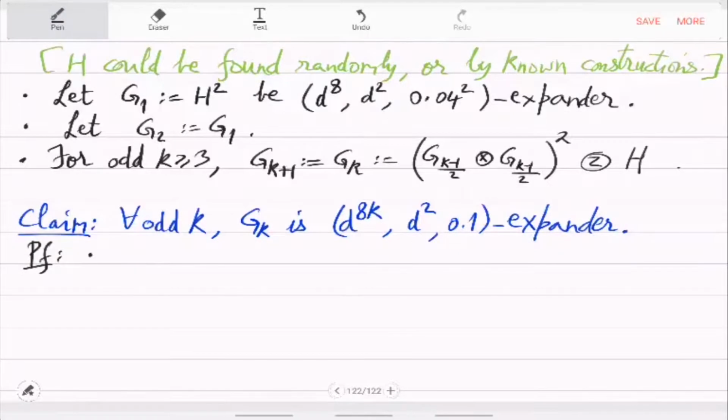So in the base case, we have shown this. It's true for k equal to 1. By definition, that was H square, so we have shown d raised to 8, d square, 0.04 square, so it's even better than 0.1. Let's now do induction.